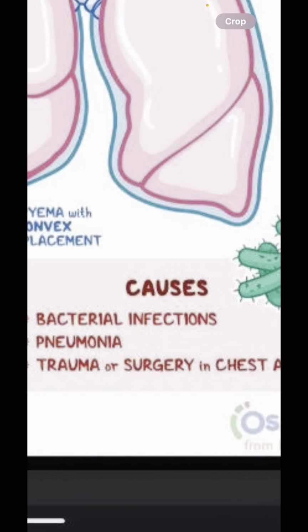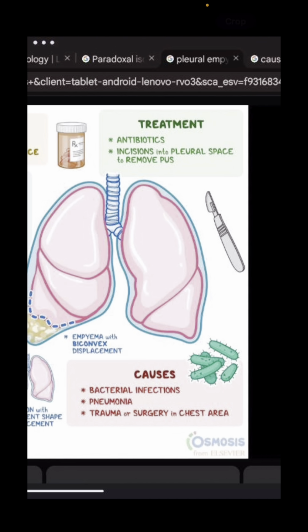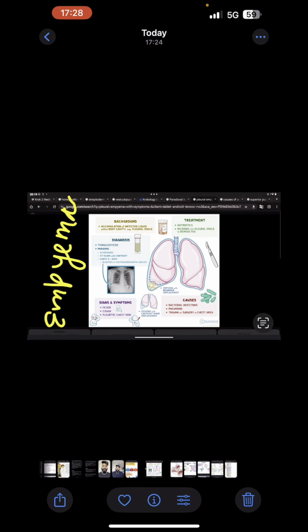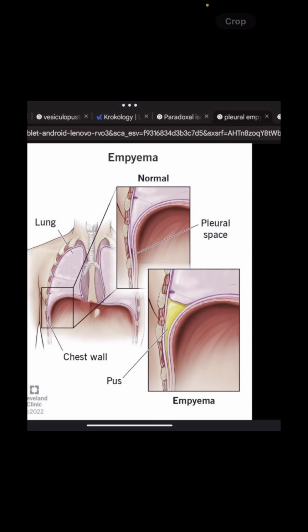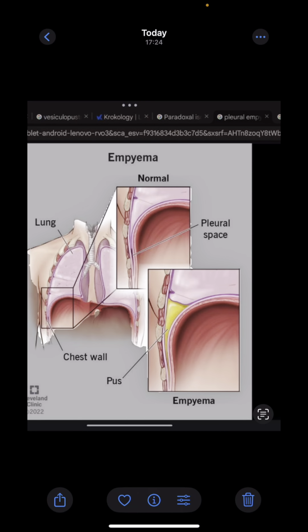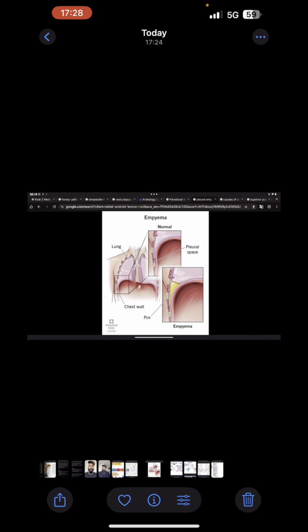The causes, as we can see, are pneumonia itself, any trauma, or surgery in the previous history. After surgery it can occur, or some sort of bacteria can cause this. Here you can see the photo showing empyema. We can see the pus filled in the pleural cavity. So basically it is a result of infection.